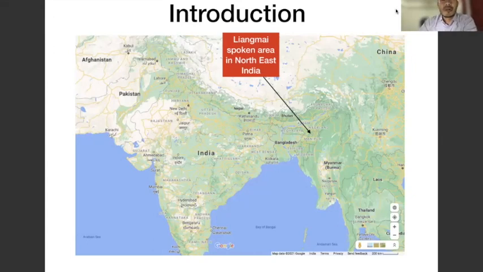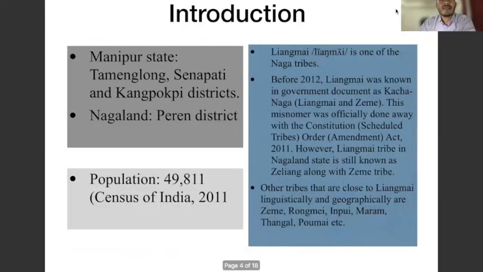Liangmai is spoken in Northeast India, especially in the states of Nagaland and Manipur. In Manipur, the population is found in Tamenglong district, Senapati district, and Kangpokpi districts. And in Nagaland, it is found in Peren district. Liangmai is one of the Naga tribes.